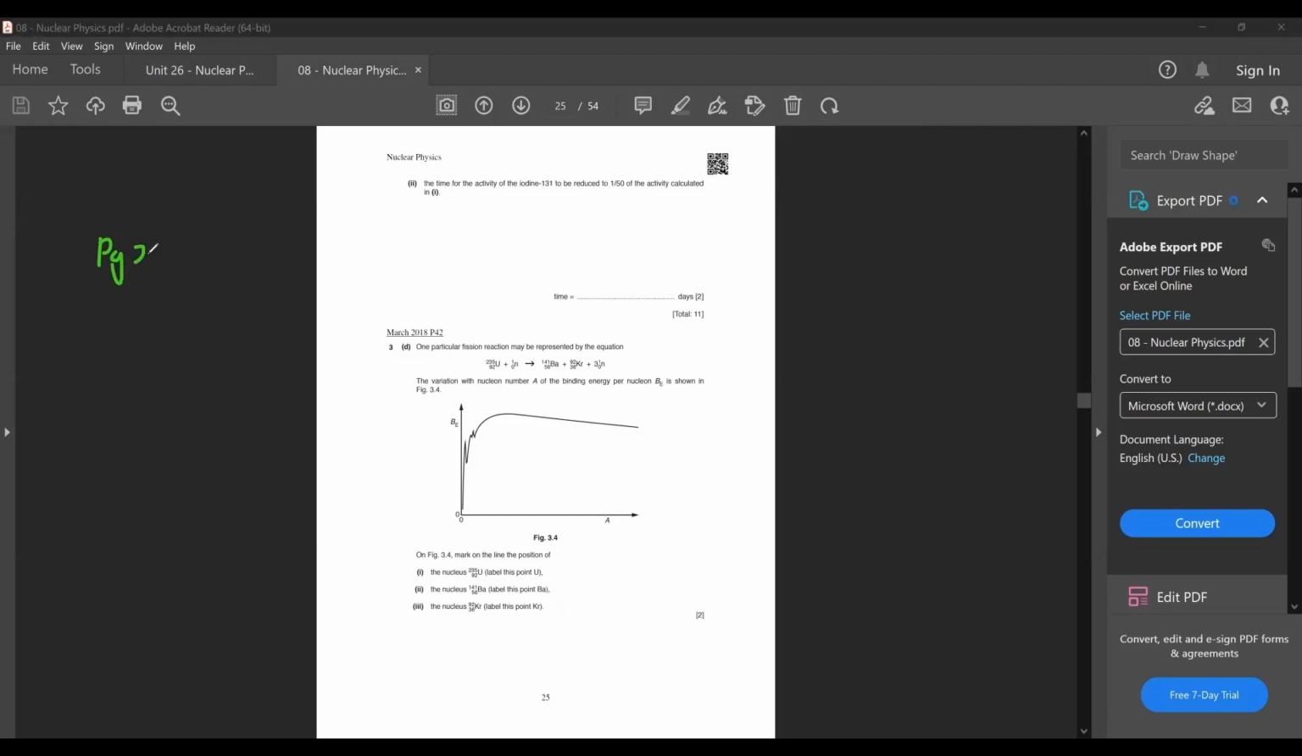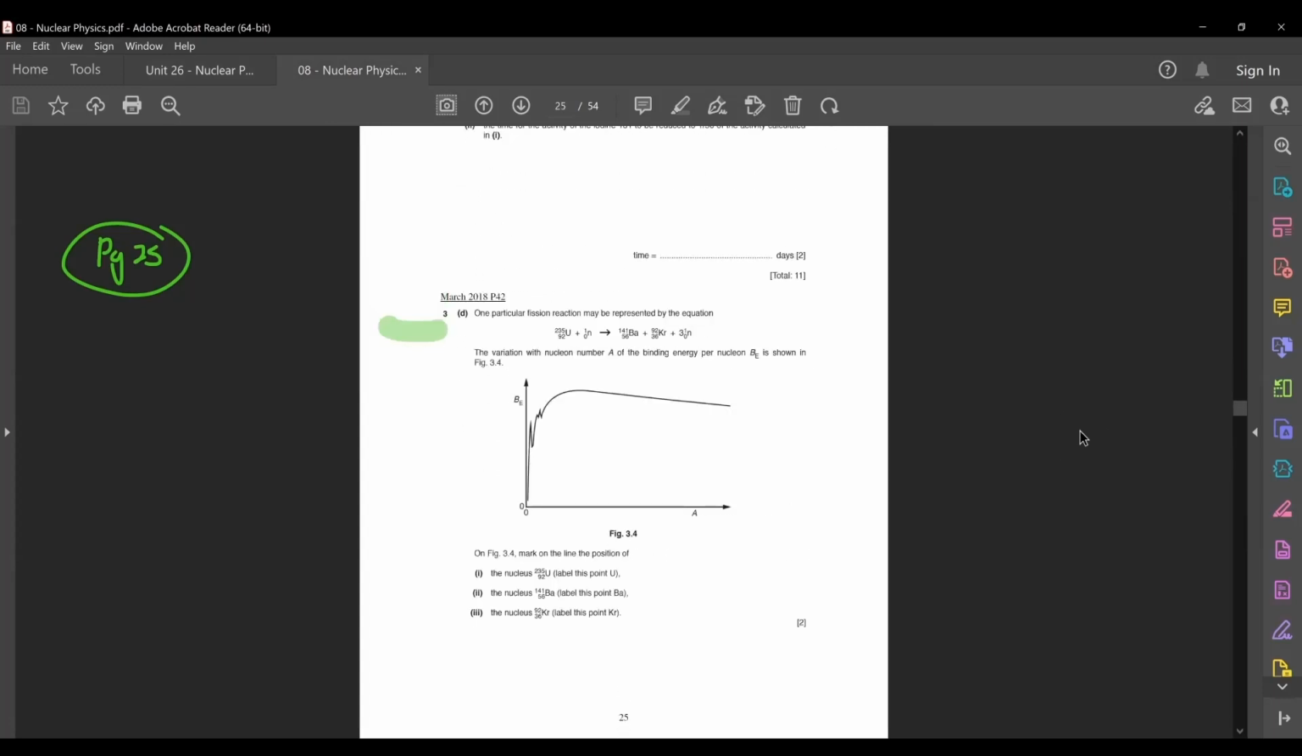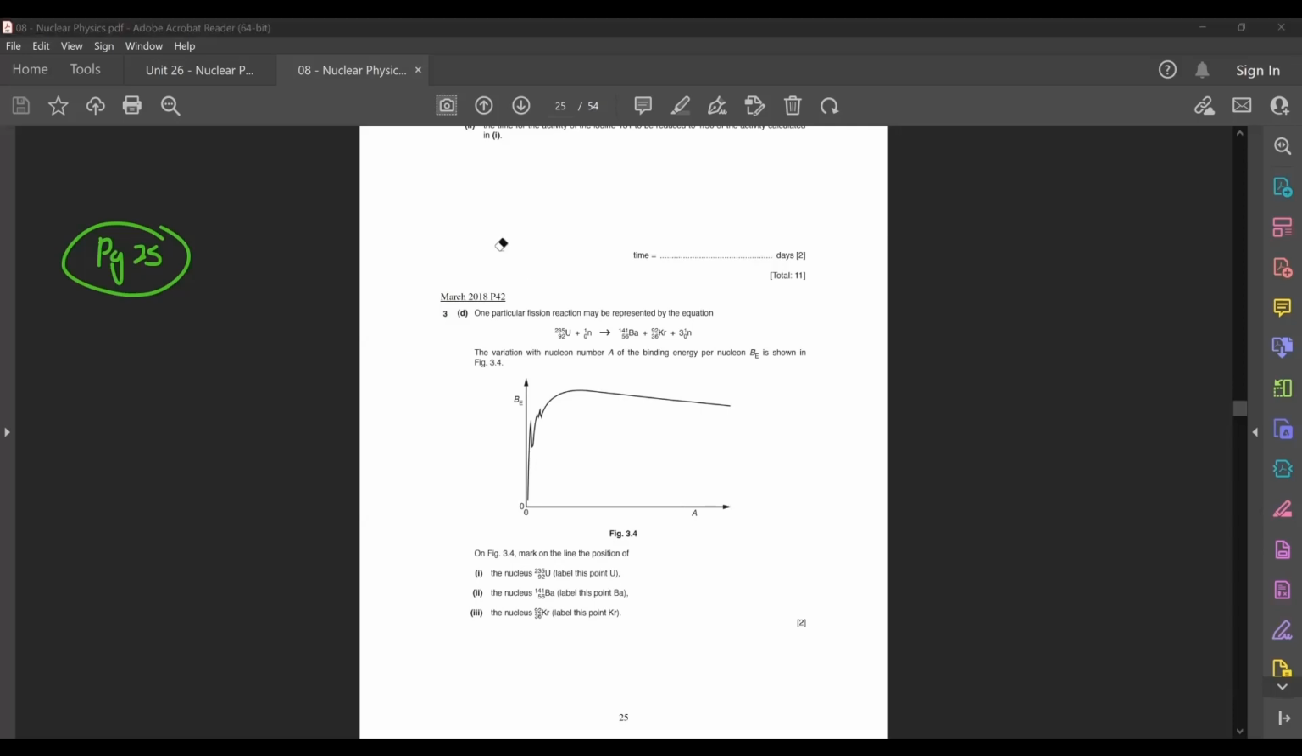All right. Now have a look at page 25, March 2018, P42. This one is actually your binding energy curve, binding energy per nucleon curve, right? Here they mention that one particular fission reaction can be represented by this given equation here. The variation with nucleon number A of the binding energy per nucleon BE is shown in this figure here. On this figure, mark on the line the position of the following three nuclei.